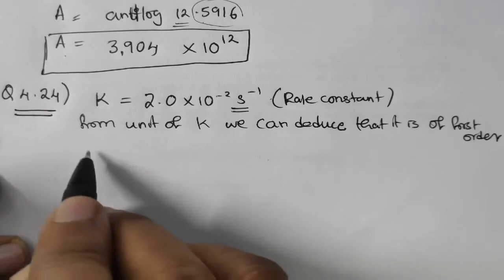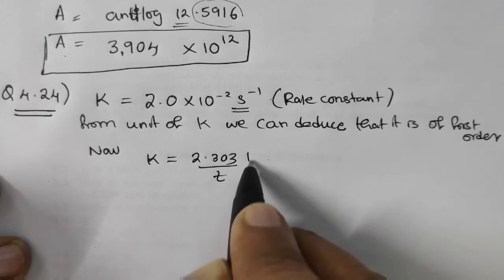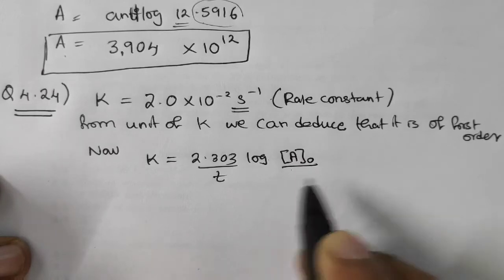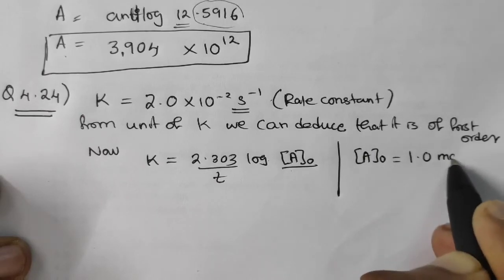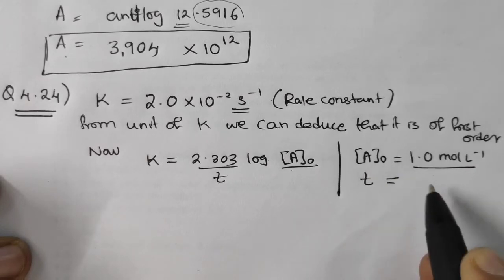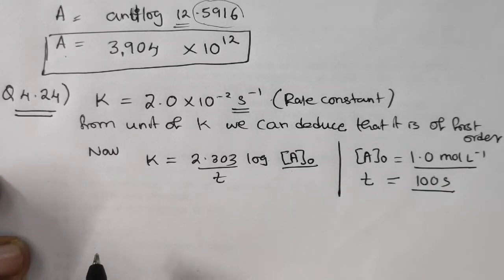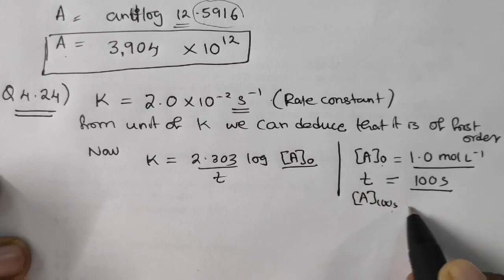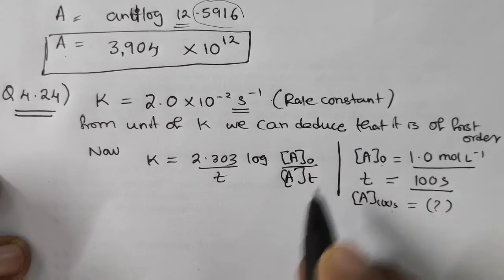So for a first order reaction we know the formula: K is equal to 2.303 by T log. Now here, instead of R0, I will take A0, because the A0 value was given. The initial concentration A0 was 1.0 mole per liter, that is molarity. The time was given as 100 seconds. This is 0 second, and at 100 seconds you have to find the value of A, that is the question.